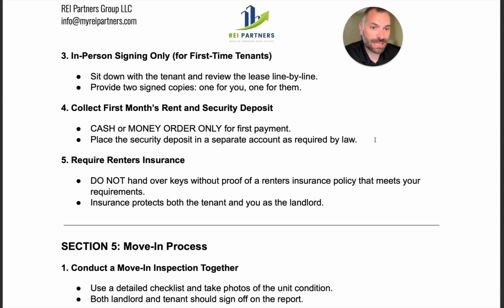This is a new tenant that does not have proof of payment with you yet. They don't have any track record. This is the only true way of having hard proof that this is real money. Never accept a check. Never accept something digitally. First month's rent, cash or money order only.